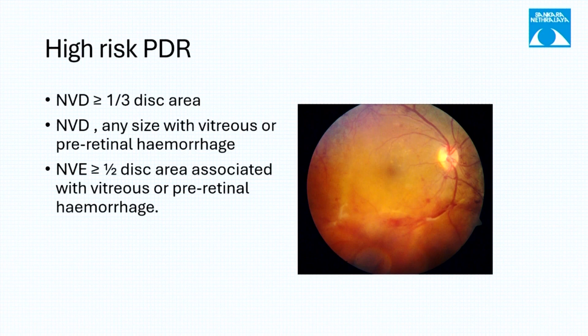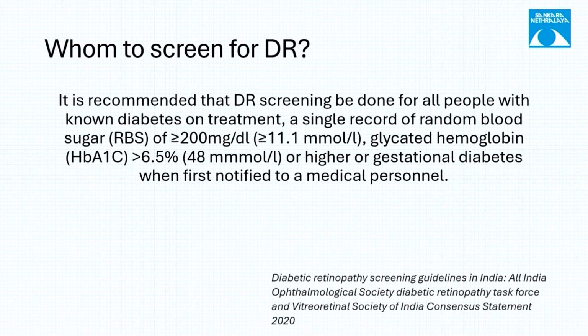High risk PDR, again something you're expected to know because this is definitely an indication for treatment. Large new vessels on the disc, new vessels associated with vitreous hemorrhage either on the disc or elsewhere.